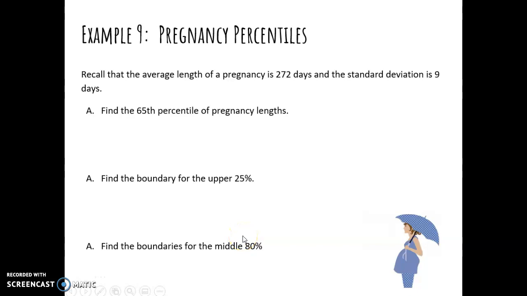This video is the normal distribution, part 5. This is going to be a short video. We just wanted to go through this last example on the PowerPoint, example 9, pregnancy percentiles. So recall that the average length of pregnancy is 272 days and the standard deviation is 9 days. We want to find the 65th percentile of pregnancies.